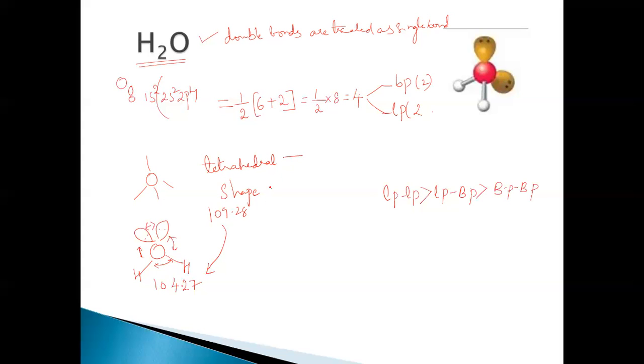So now the steric number is 4 here, with the presence of two lone pairs. The geometry is tetrahedral and the shape is angular or bent. See this, these are the two lone pairs. How does this look? It's angular or bent or V shape. So this is the shape of the water molecule according to the VSEPR theory, and it clearly says that the bond angle is reduced from 109 to 104.27. This is the main application of this VSEPR theory.